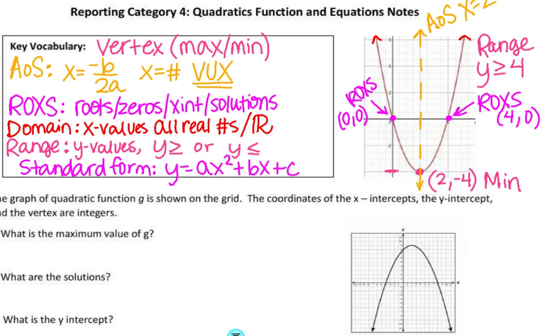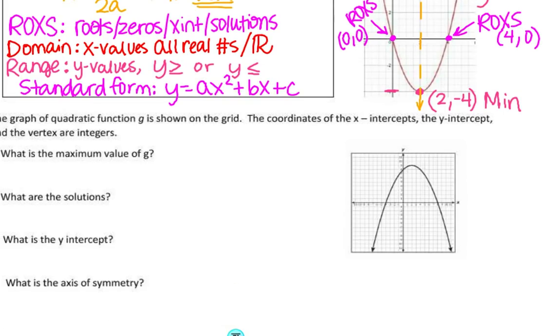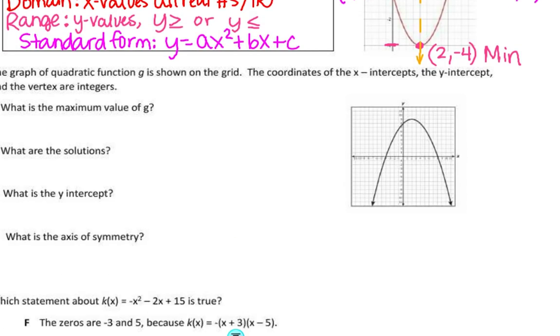All right, let's shimmy down here and point out some of the key features of this thing. So the graph of the quadratic function g is shown below. The coordinates of the x-intercepts, y-intercept. Okay, we're going to find all these things.